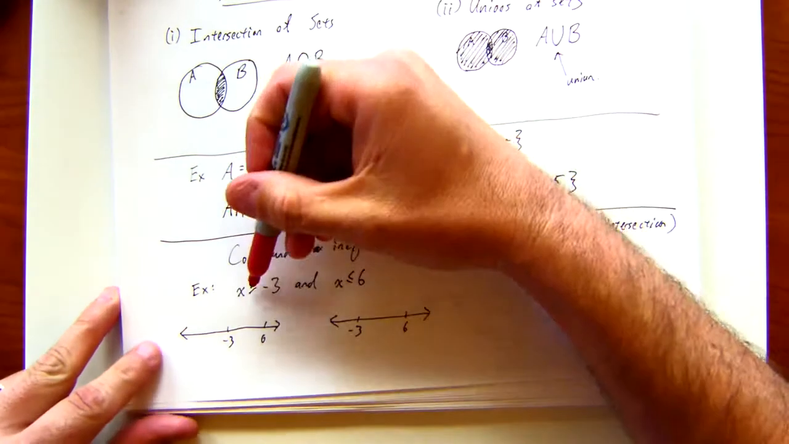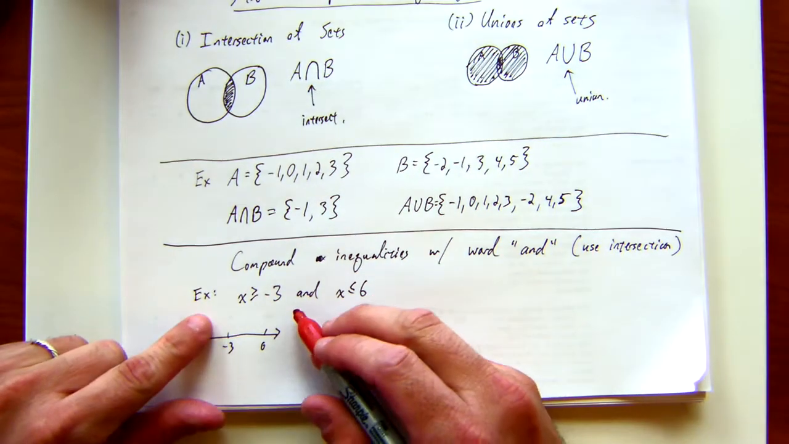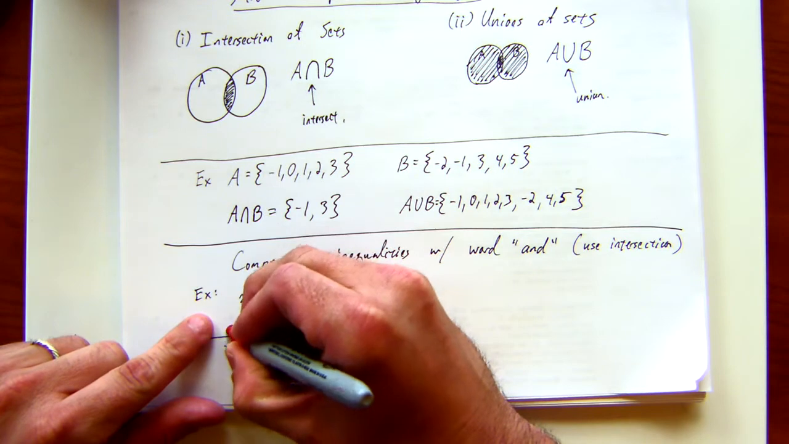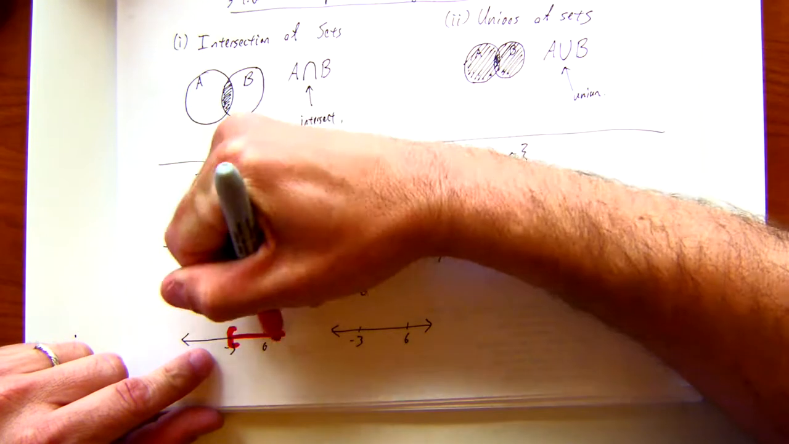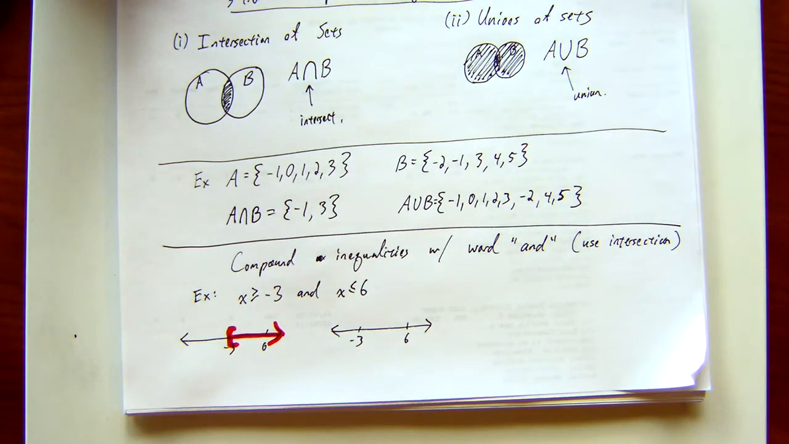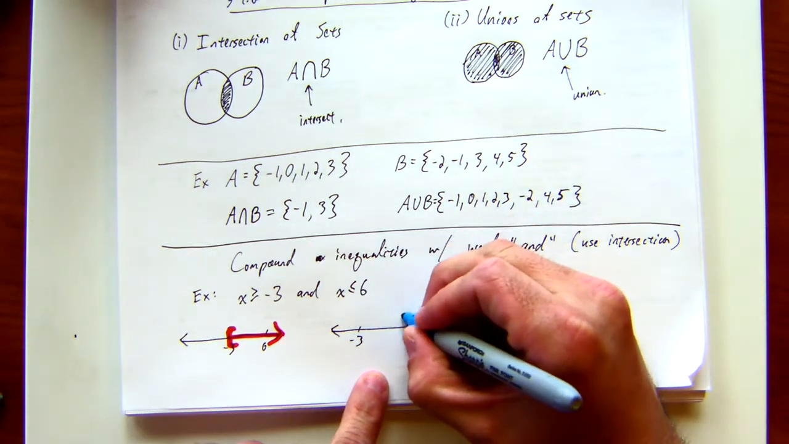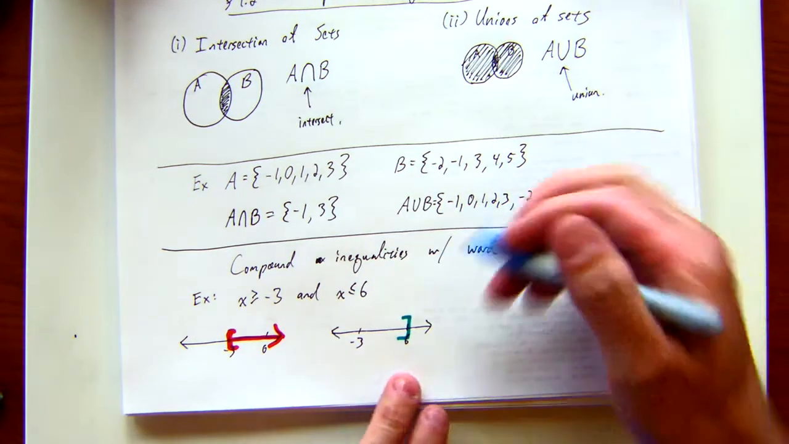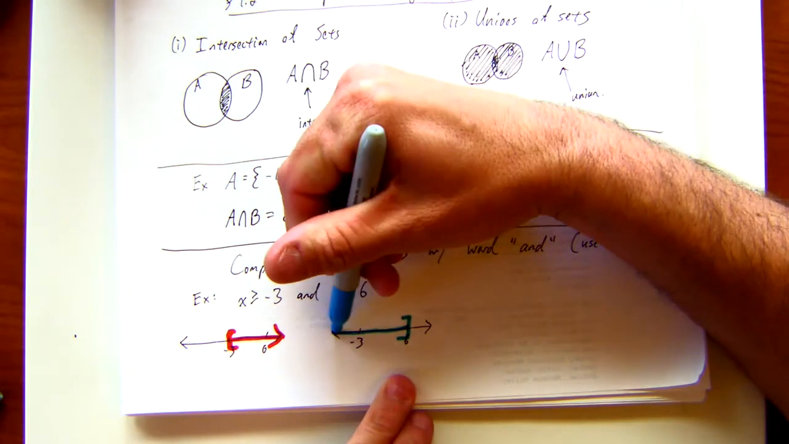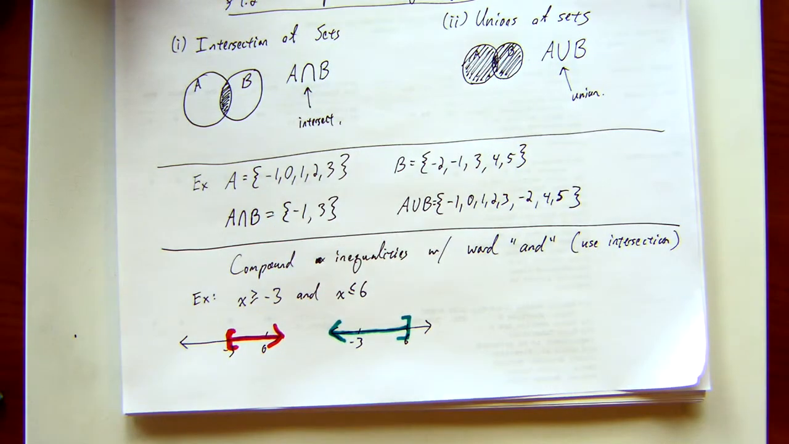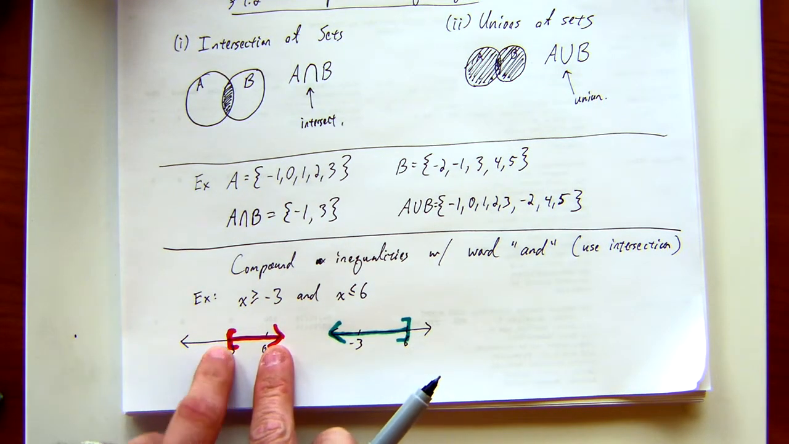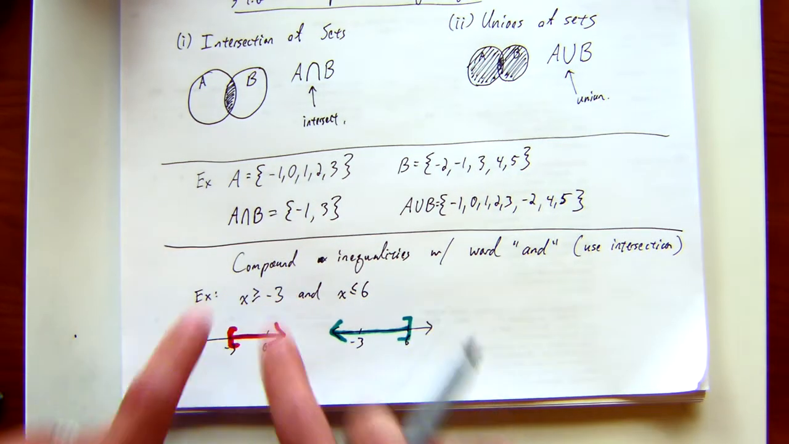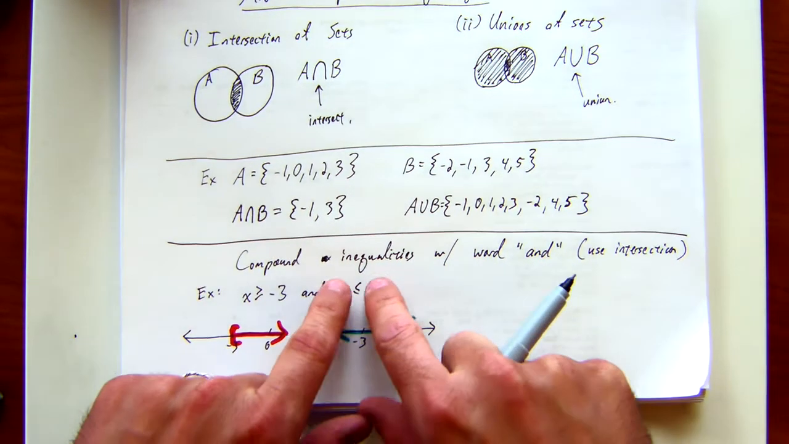So if x is greater than or equal to negative 3, it includes the negative 3, so that's a bracket, and it's bigger, so it's going to be all of this, right? Now if x is less than or equal to 6, again there's a bracket on the 6, but it's got to be smaller, so it's going to be all of that. Okay? Now notice that this is the solution, or just the graph on the number line of this thing. This is the solution of this thing.